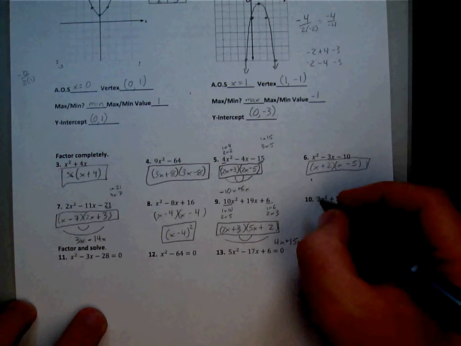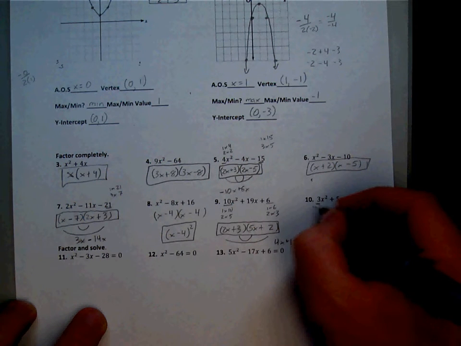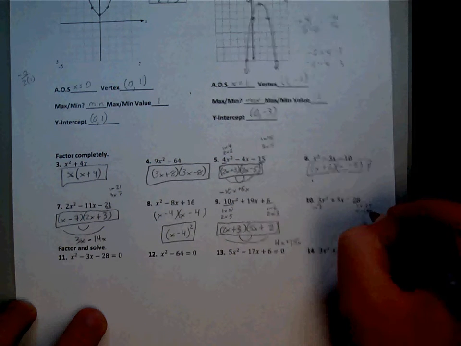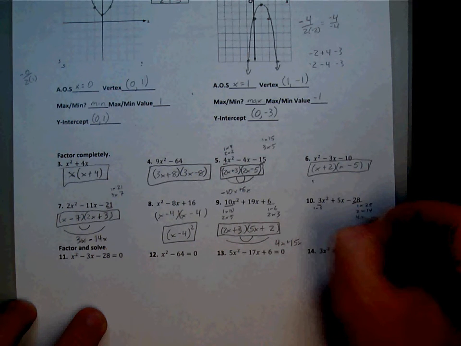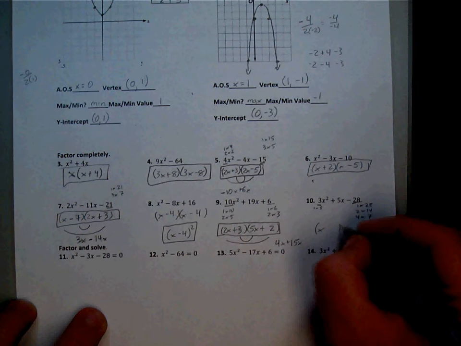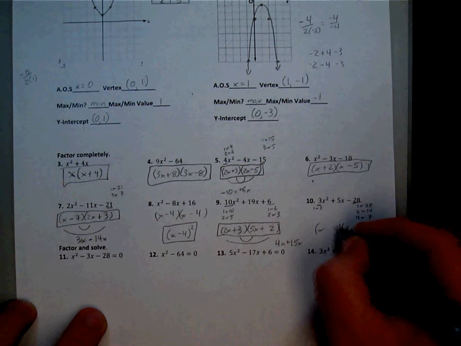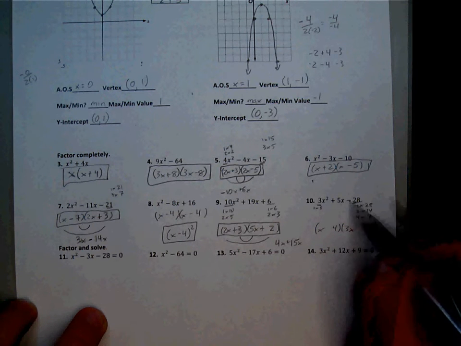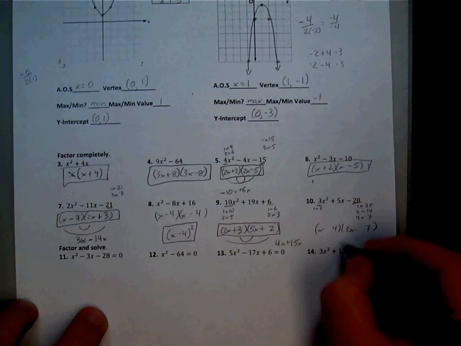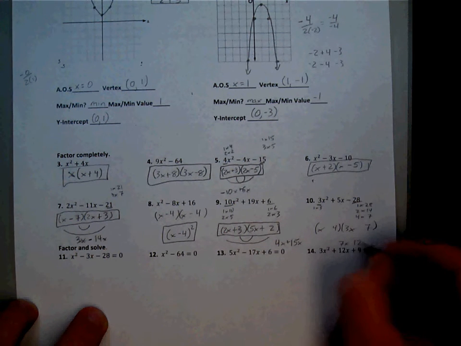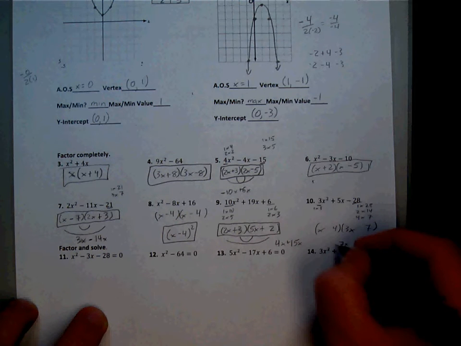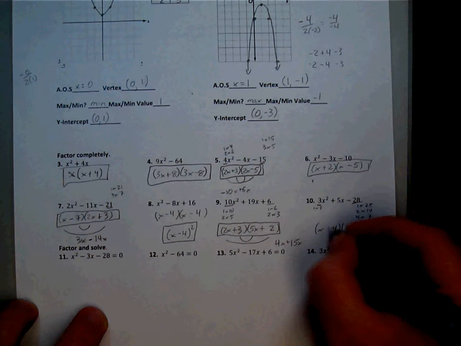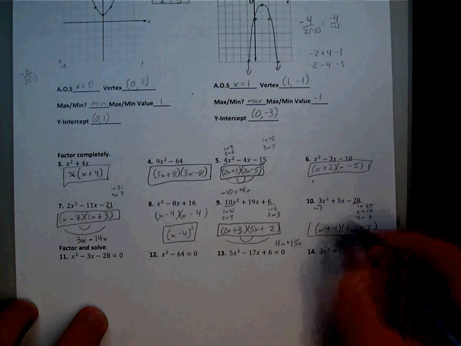Number 10, 3, it's prime, so it's got to be 1 and 3. 28, could be 1 and 28, 2 and 14, or 4 and 7. So I'm going to start with x and 3x. I'll try 4 and 7. Now I do know that the 4 and 7, or whatever these two last two numbers are, have to multiply to a negative. So it's a positive and a negative, keep that in mind. X times 7 will give us 7x. 4 times 3x will give us 12x. If one's positive, one's negative, can we get 5? Yes, we can, because negative 7 plus 12 is 5. So the 7 had to be negative, the 4 had to be positive. X plus 4 times 3x minus 7.